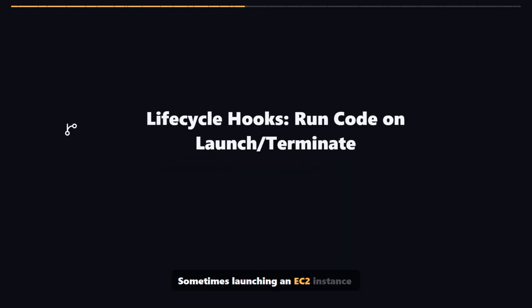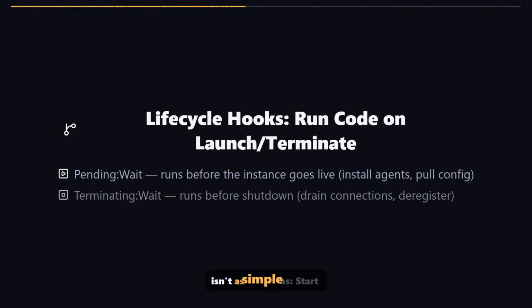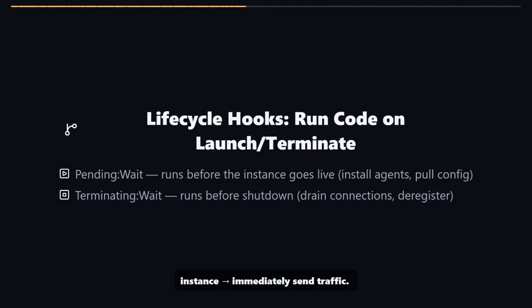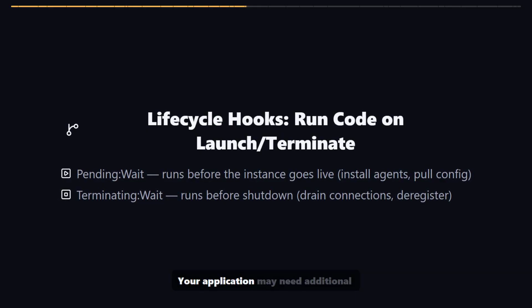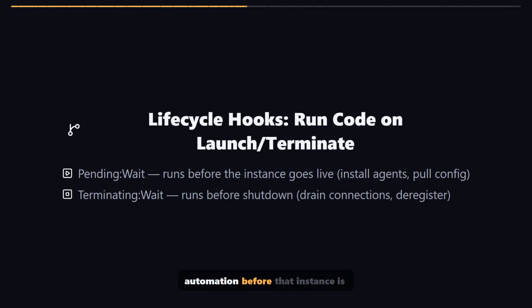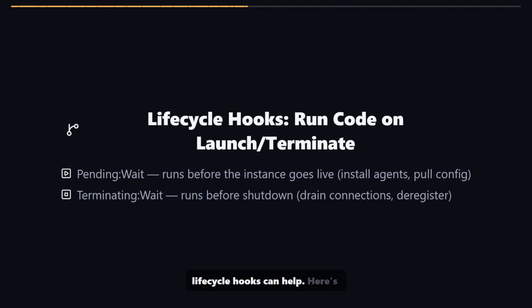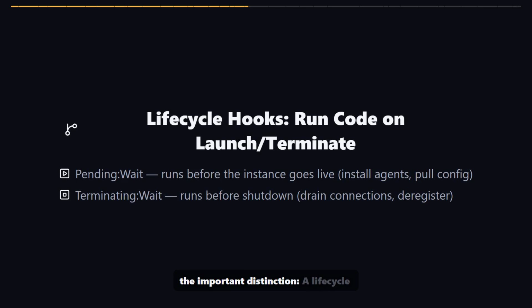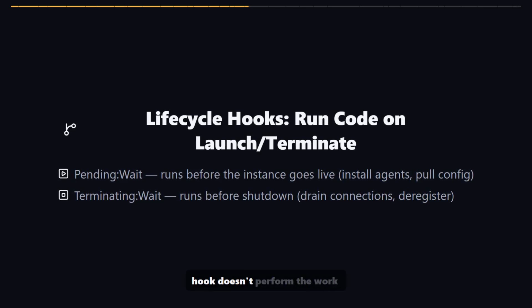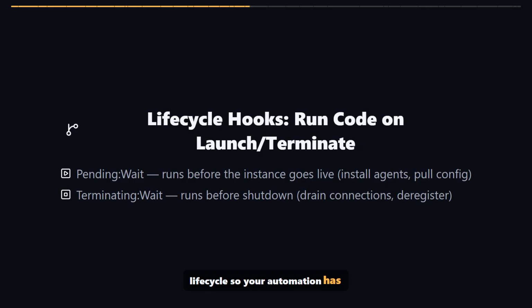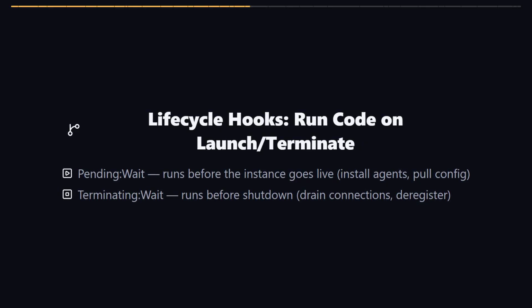Sometimes launching an EC2 instance isn't as simple as start instance, immediately send traffic. Your application may need additional automation before that instance is ready. That's where auto-scaling lifecycle hooks can help. Here's the important distinction. A lifecycle hook doesn't perform the work itself. It pauses the instance's lifecycle so your automation has time to perform the work.